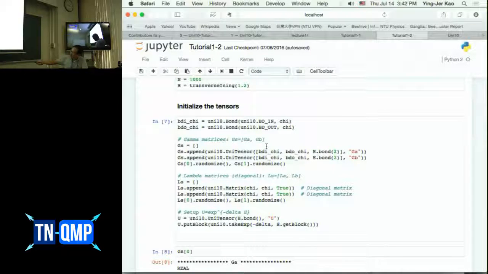Okay, and then we set up this unitary operator. So this is a little bit hard to understand, but since we use this exponential operator so frequently, for the tensor we can raise the exponential, right? So make life slightly easier and get the matrix.